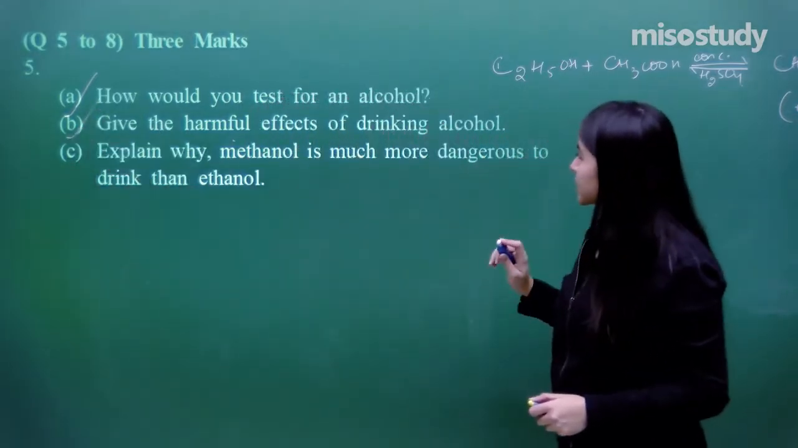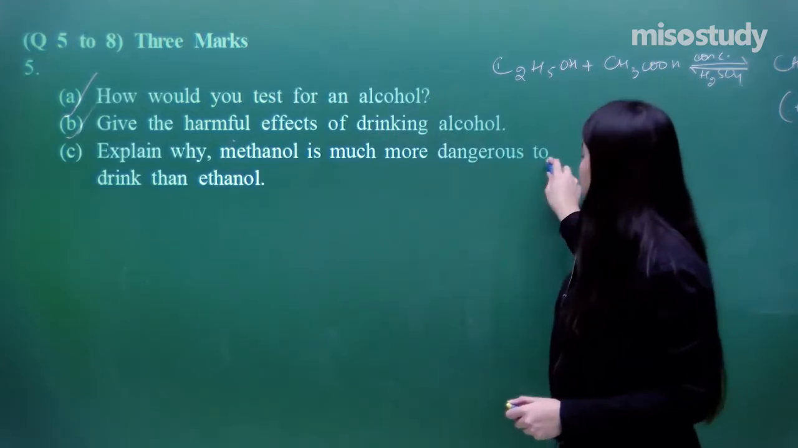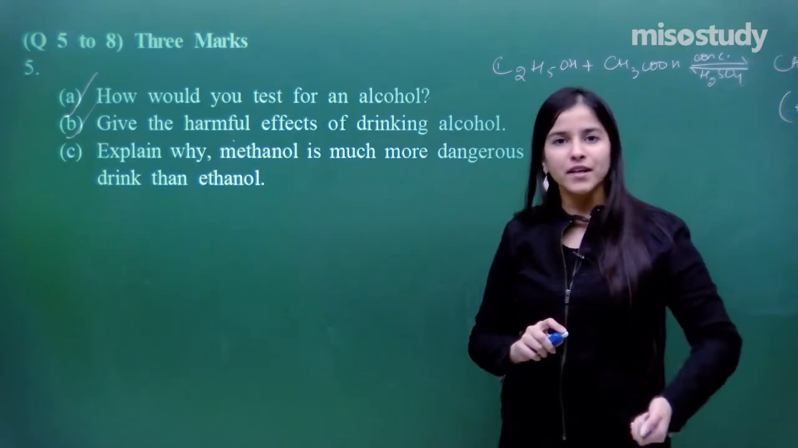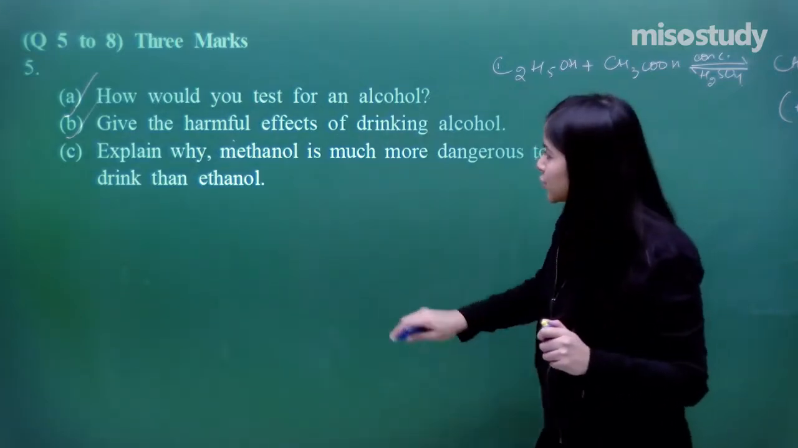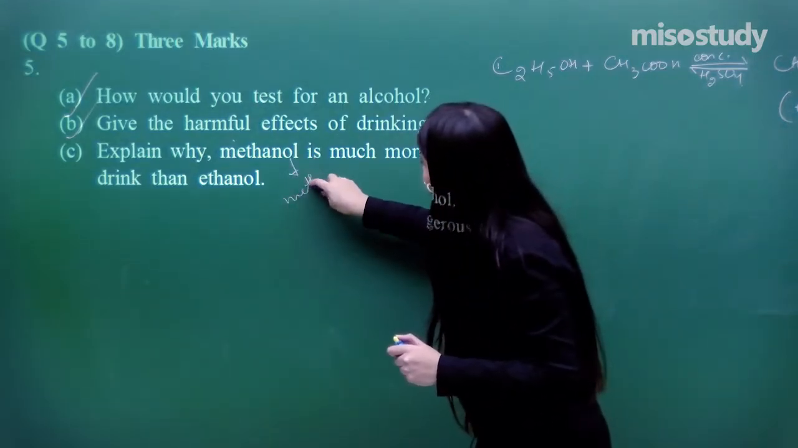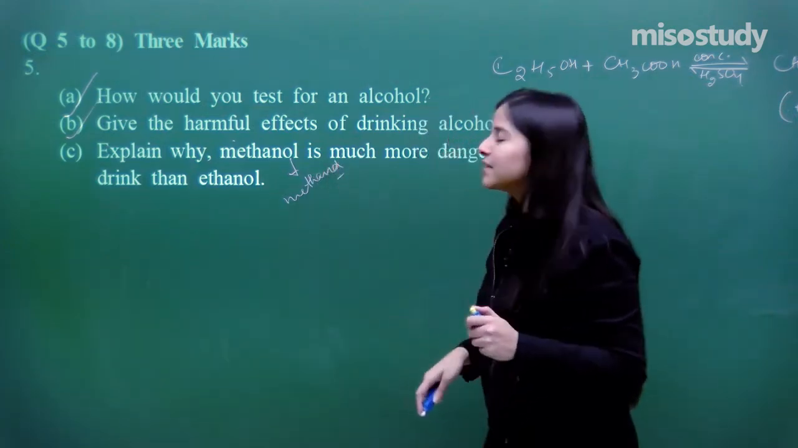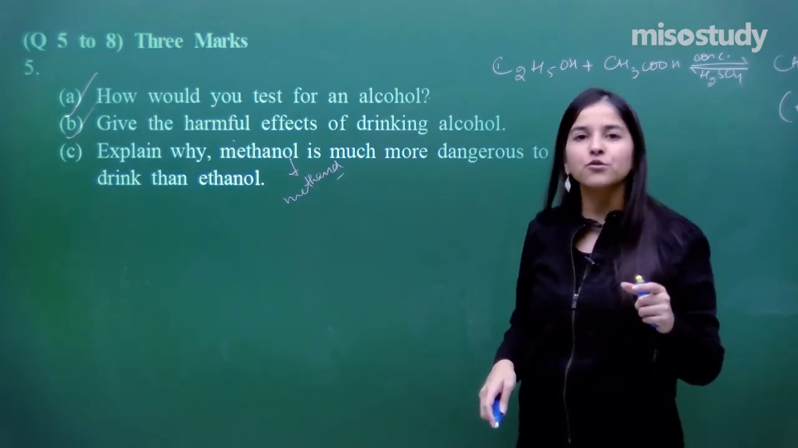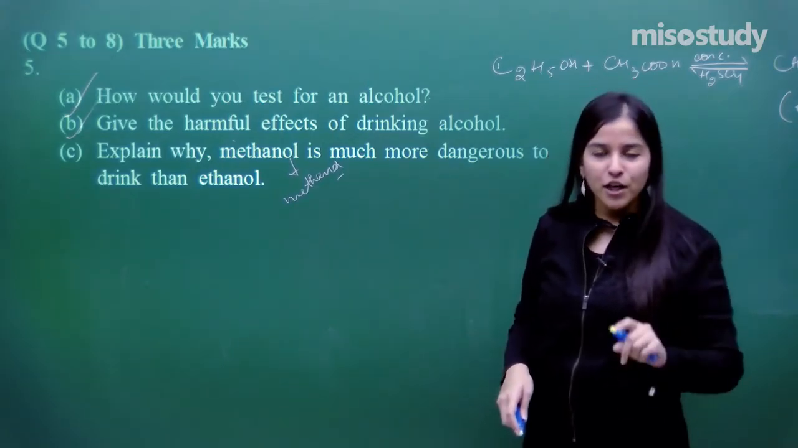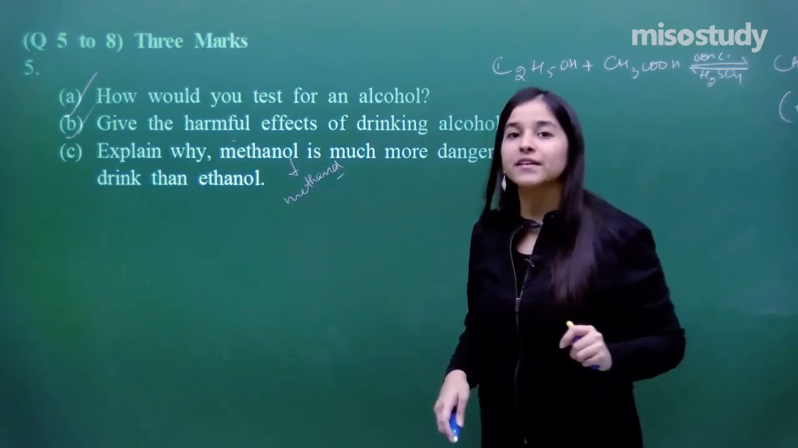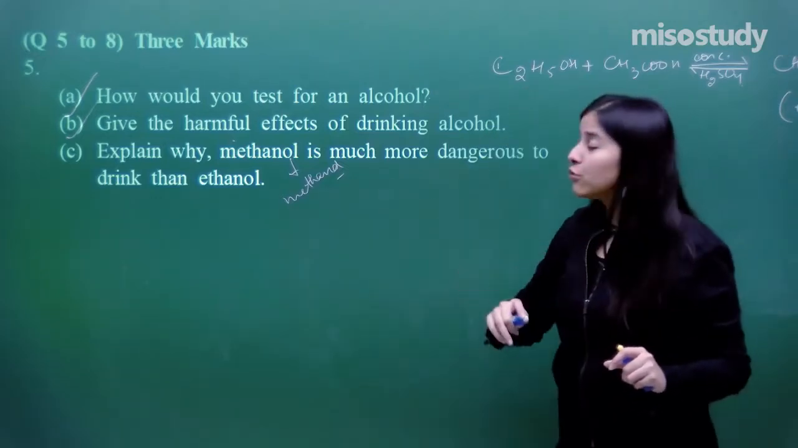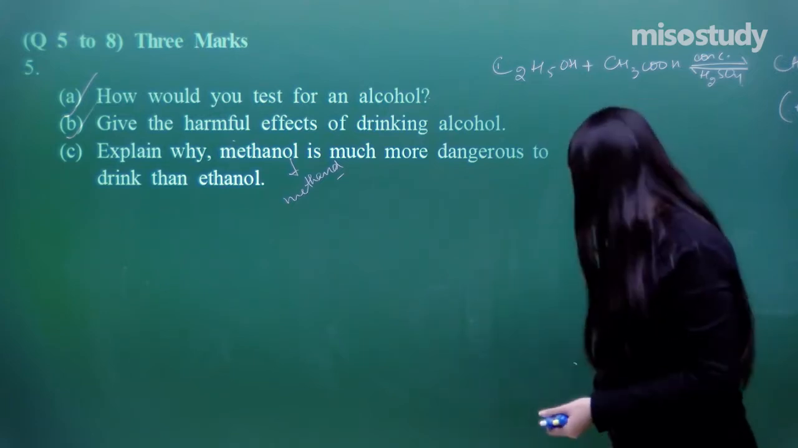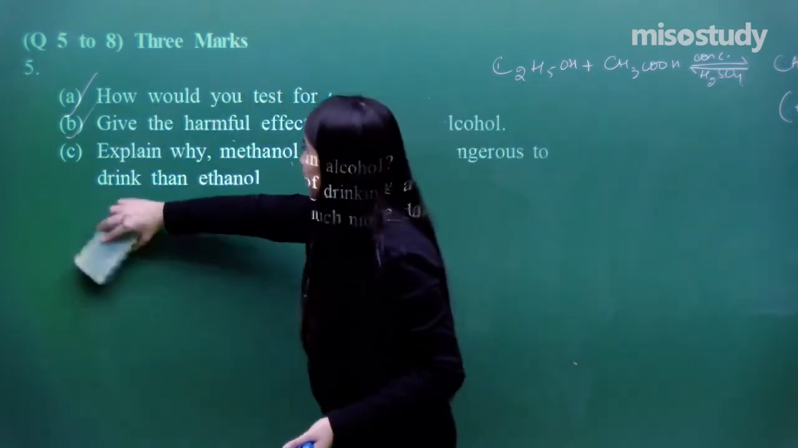Explain why methanol is much more dangerous to drink than alcohol or ethanol. So basically methanol, when it is consumed, gets converted into methanal. Now this methanal, it reacts with the cells and coagulates them. This will lead to eventually the death. Fine. So that is why it is mixed usually in the industries along with the alcohol, just in order to avoid any consumption of it. Fine. Okay. So that was question number 5.